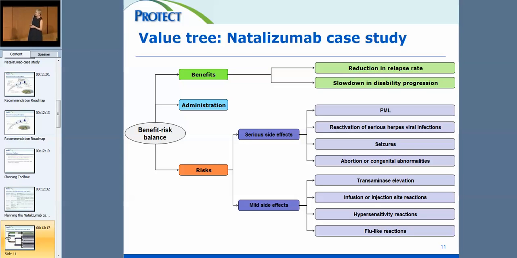are fit for purpose. You then draw a value tree, and for a drug like natalizumab, you've got your benefits, which are chiefly a reduction in relapse rate and to some extent a slowdown in disability progression. You've got things about ease or difficulty of administration, and then you've got a lot of risks. All of it seems to be about PML, but actually you've got the herpes viral infections, your seizures, abortion or congenital abnormalities, and then things that, at least for the patient, may be quite mild: transaminase elevation, infusion or injection site reactions, hypersensitivity, flu-like reactions. So that immediately, to my mind, gives you a visualization of what it is you're trying to balance.